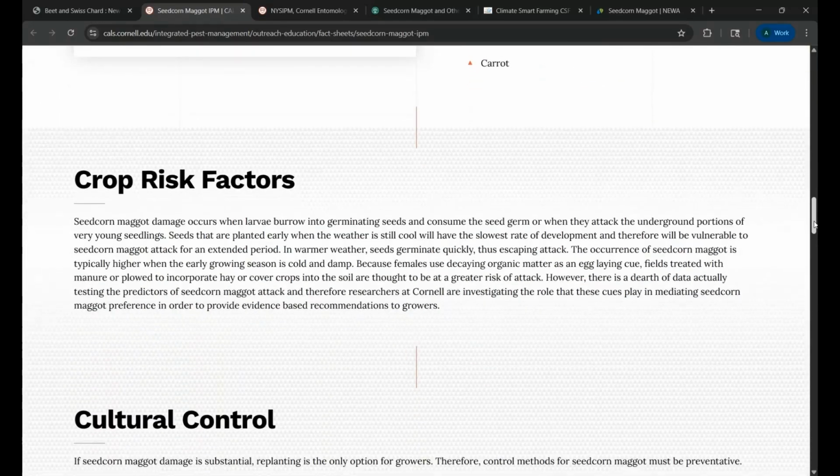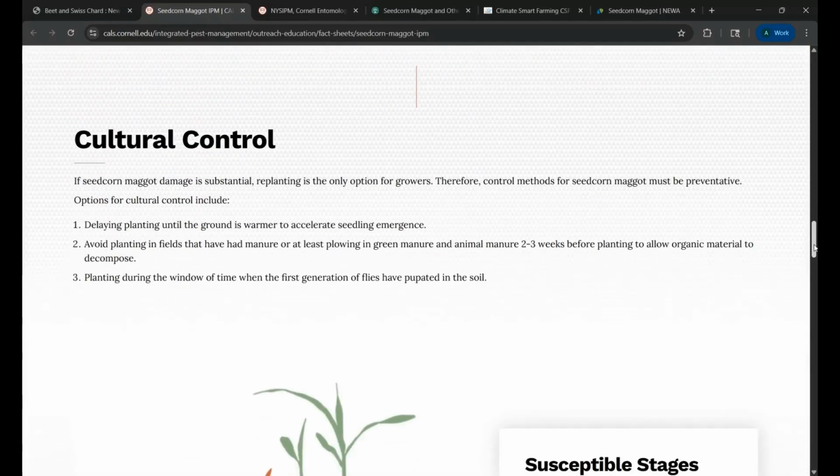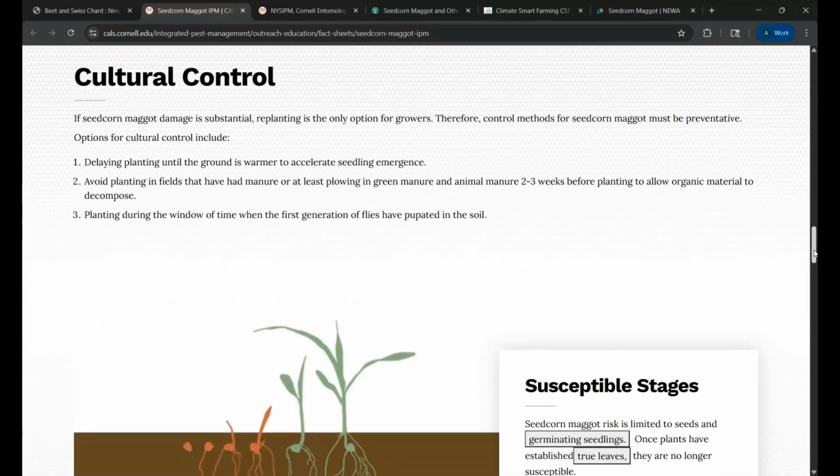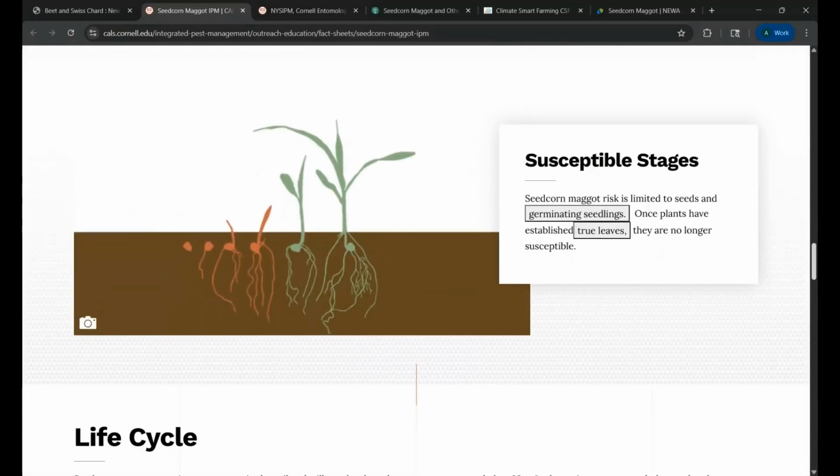See the crops at risk factors. They have a couple of comments about cultural controls. We know that those seed corn maggots really go after recently plowed fields because they cue into the smells from manure and decomposing organic material. Really cool stuff about when the damage can happen.